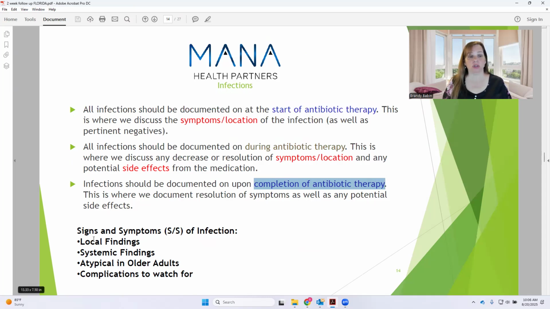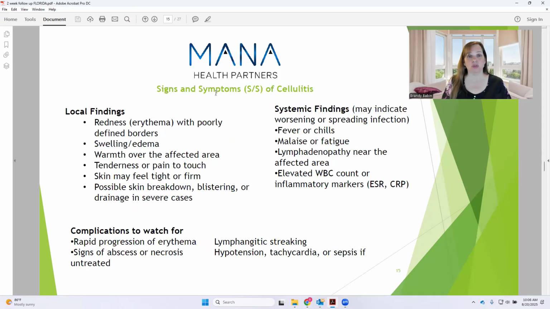So we're looking for local findings. We're looking for systemic findings. We're looking for findings that are atypical in older adults. And one thing that just comes to mind is urinary tract infections. They look different for older patients than they do for the younger population. And then complications to watch for. So this is not how I need you to document, but these are 3 examples that I came up with. So signs and symptoms of cellulitis, so local findings, systemic findings, and then complications to look for.